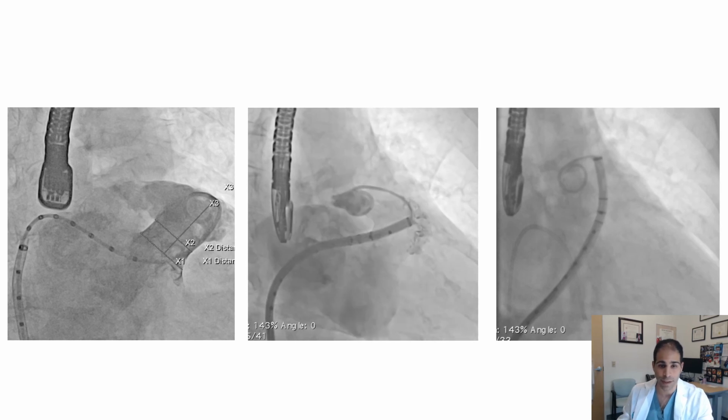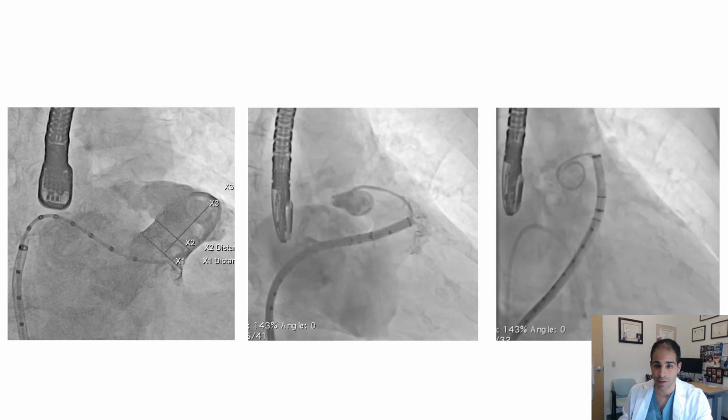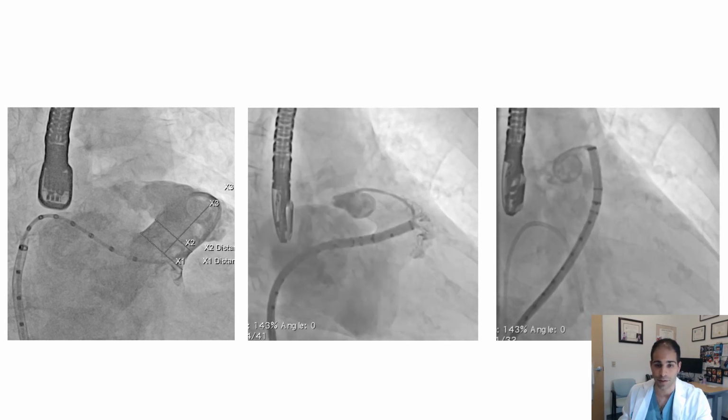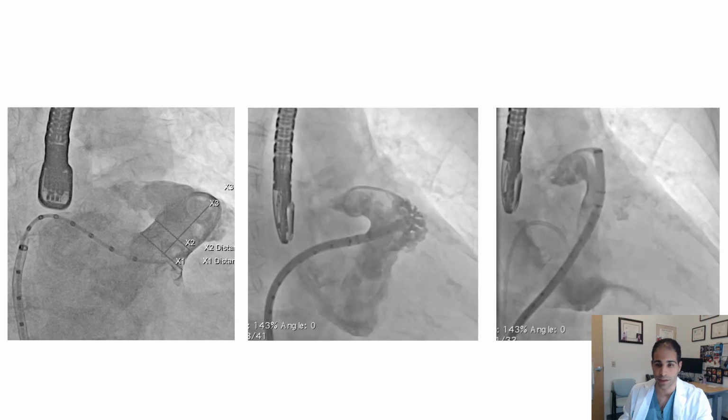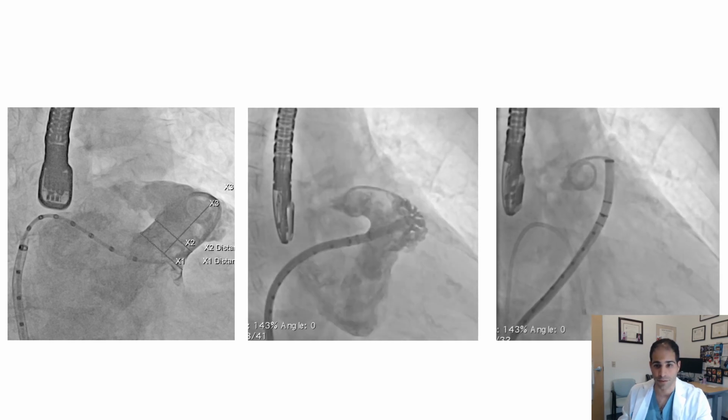So the middle pane basically demonstrates the coaxiality of the sheath through the initial transseptal crossing location. And then the third pane shows you that we are much more coaxial when we take a slightly different transseptal location or course.